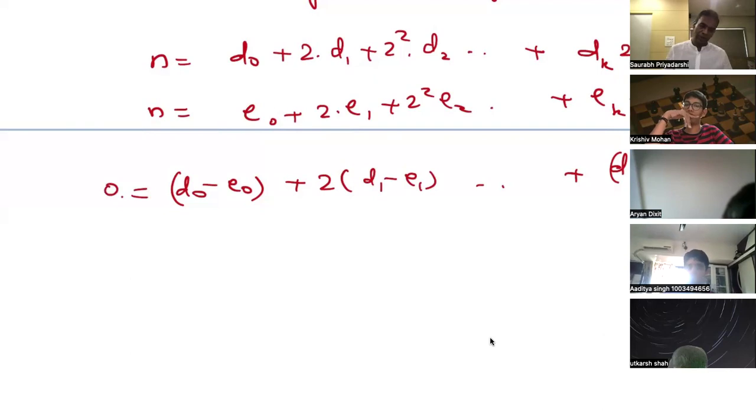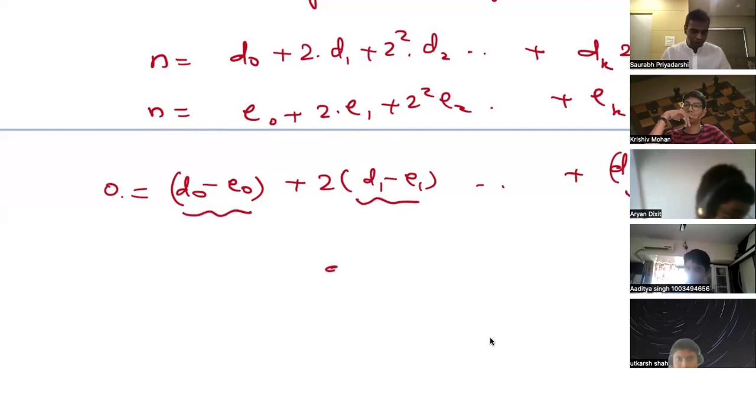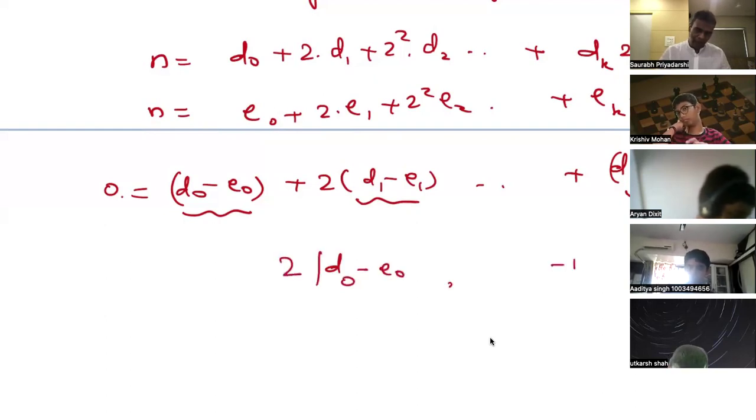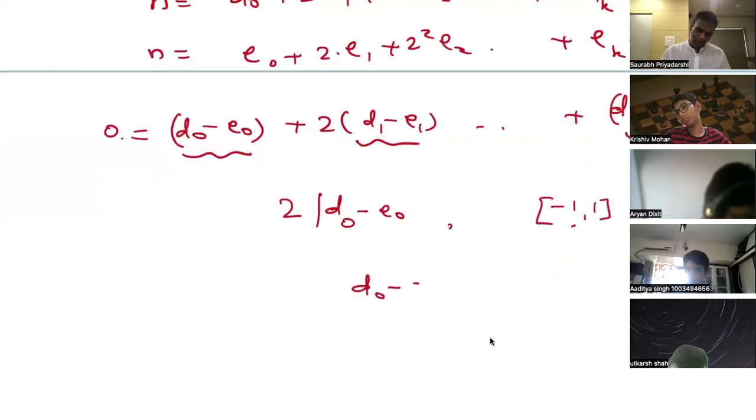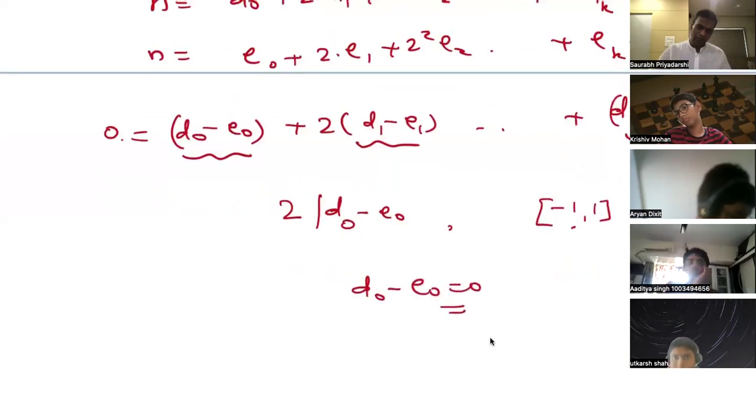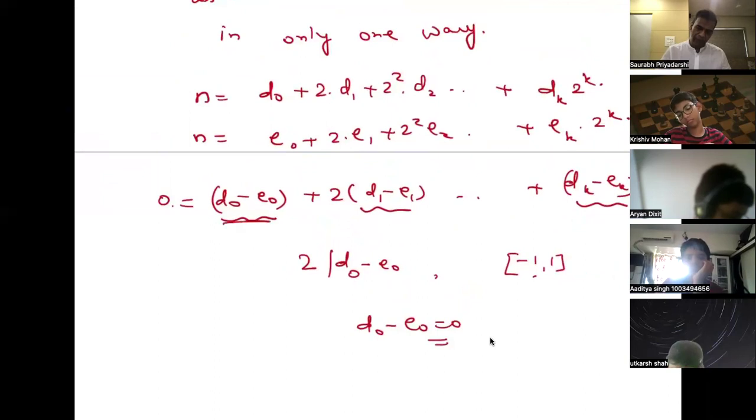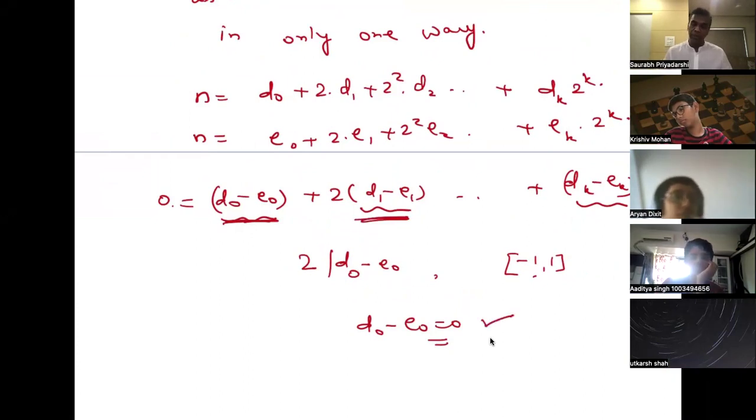Obviously we know that this is 0. So d0 minus e0 must be divisible by 2, and it lies between minus 1 and 1. That is possible only if d0 minus e0 is equal to 0. Similarly, I can find this is divisible by 4, so this will be 0. So each and every such difference must be equal to 0.